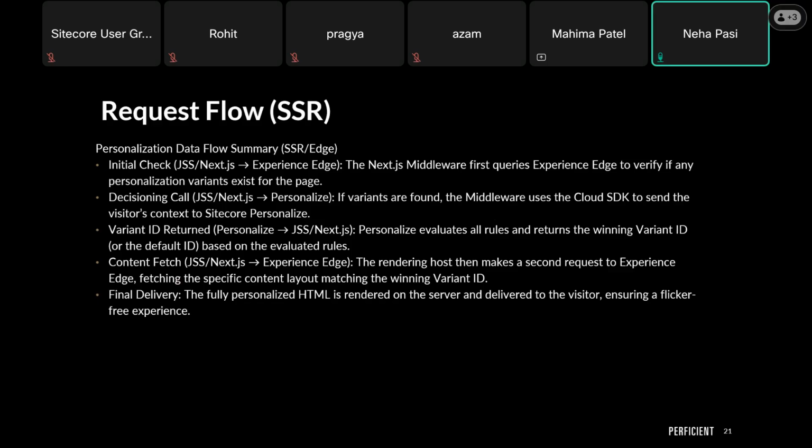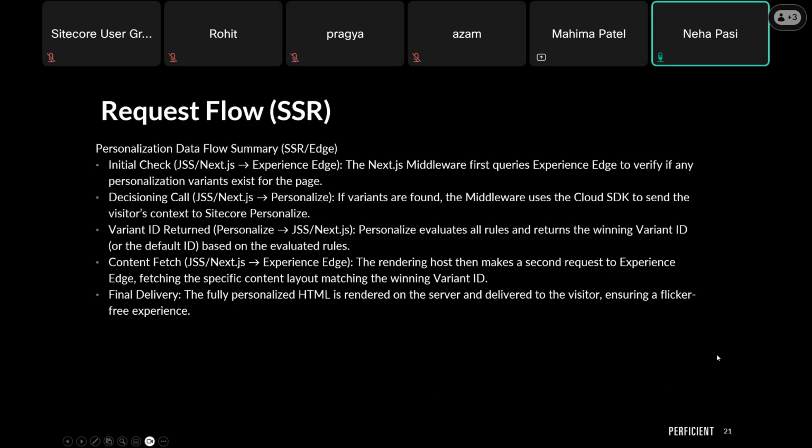So a lot of calls happen. First, a GraphQL query is made to check if there are variants available. If variants are available, then the personalize middleware comes into the picture with the Cloud SDK, and it determines which variant is the correct one. If there is no winner variant, if there is no matching variant for that particular user or that particular context, it falls back to the default variant.